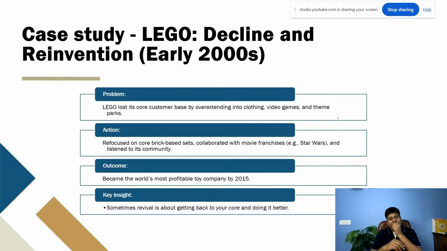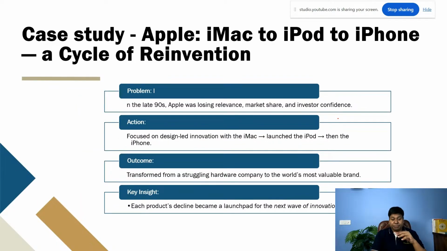It's not only about the product life cycle. We have added a lot of things to the product, and sometimes we miss the core from where we started. What was the purpose? So the LEGO case study is a very good example of that. Sometimes in the journey we started adding a lot of things, and now those things are not working, so it's better to go back to the basics where we started. And another case study is Apple: iMac to iPod to iPhone, a cycle of reinvention.